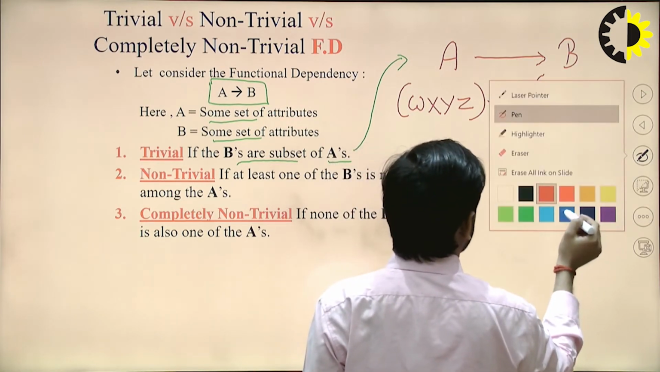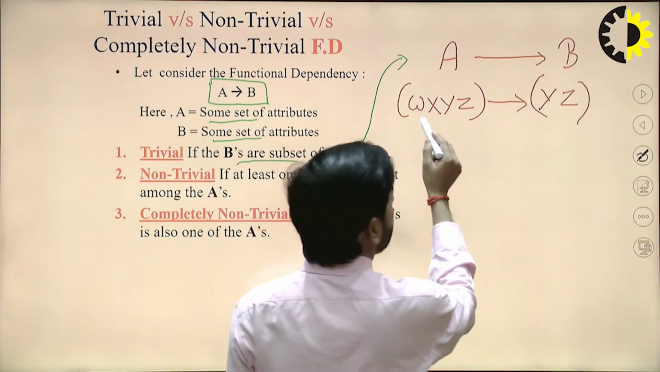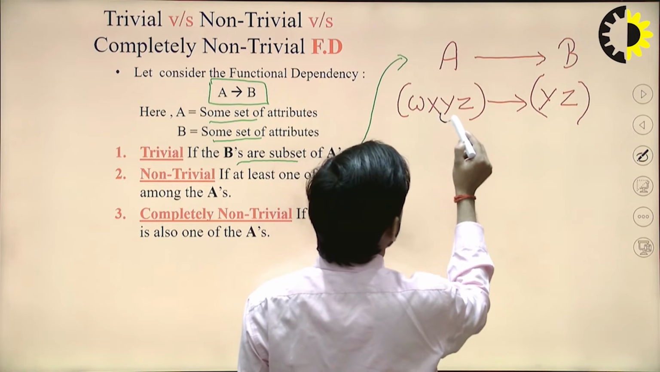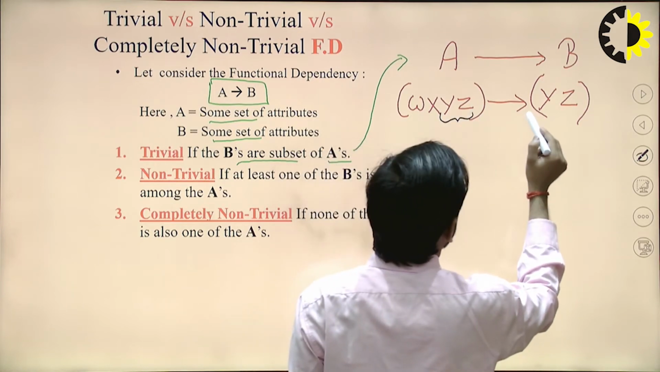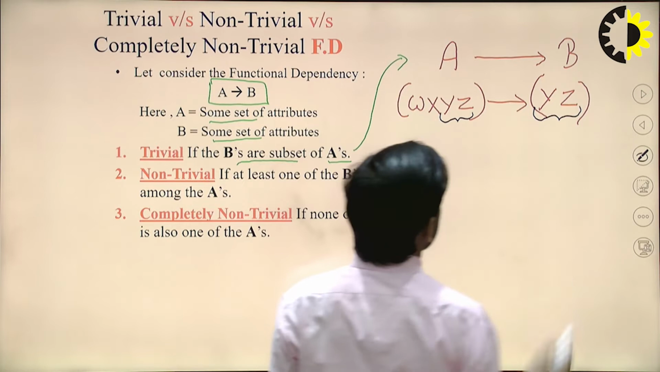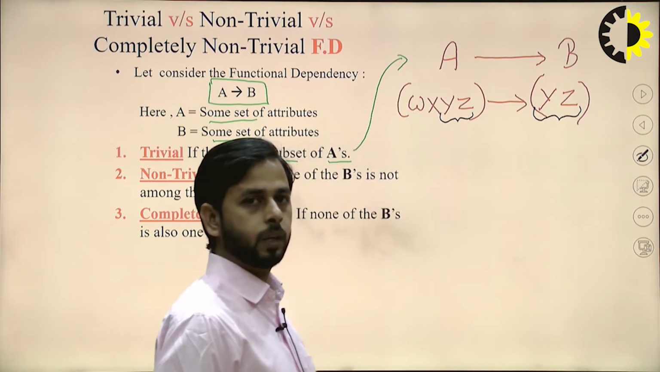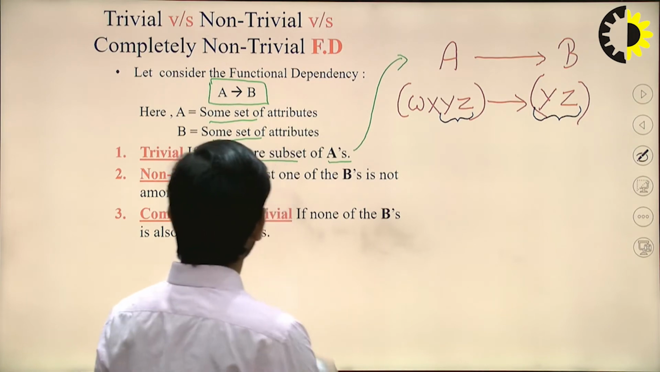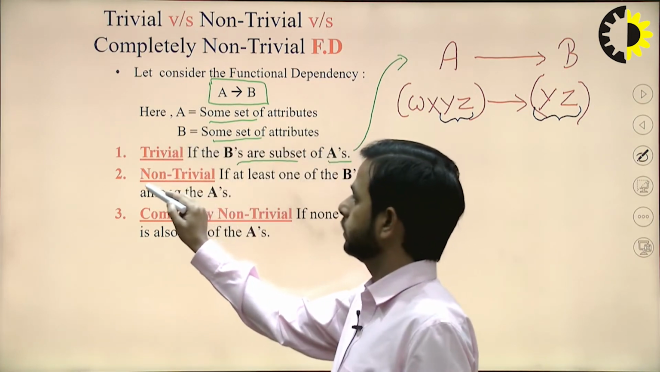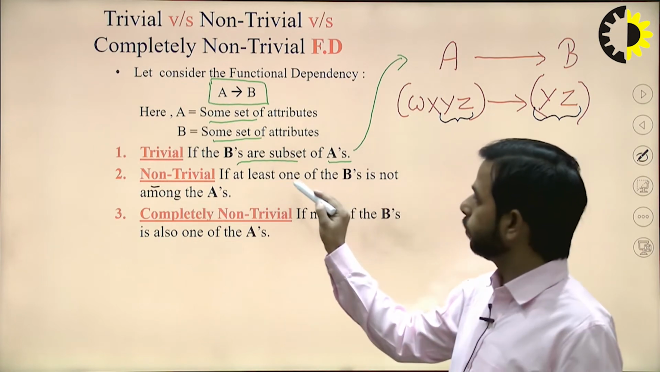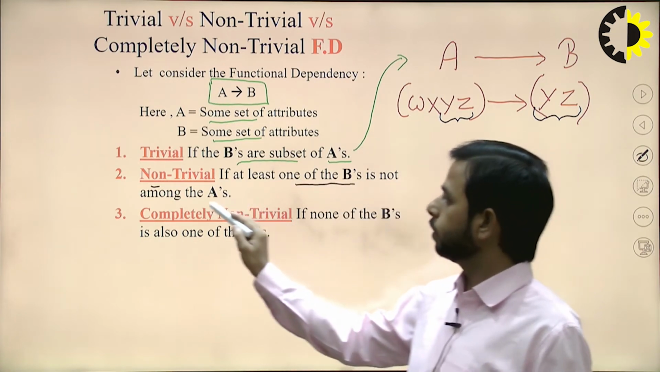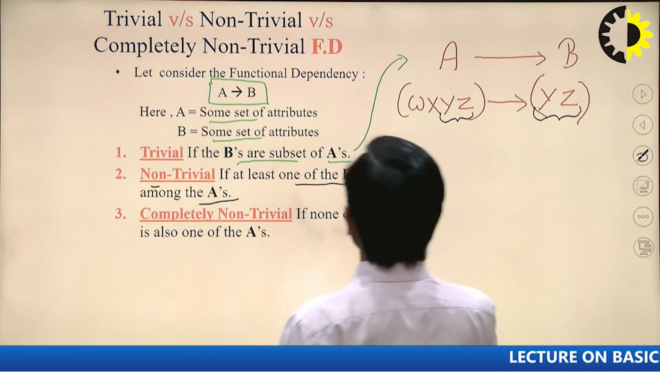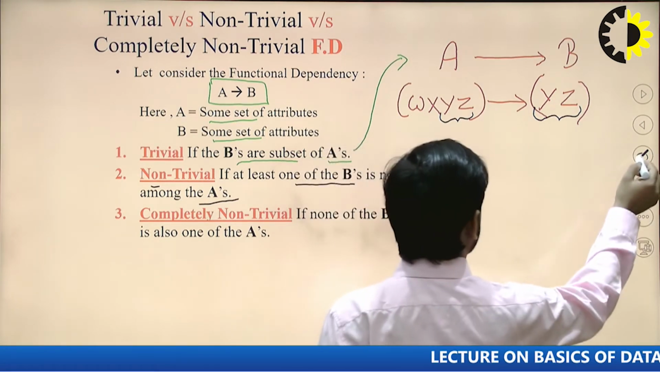So what does it mean? If we know the values of W, X, Y, Z, then W, Y and Z are already included. Okay, so this can be determined trivially. So this is a trivial functional dependency. Next is the non-trivial functional dependency. So if at least one of the B's is not among the A's, then this is a non-trivial functional dependency.